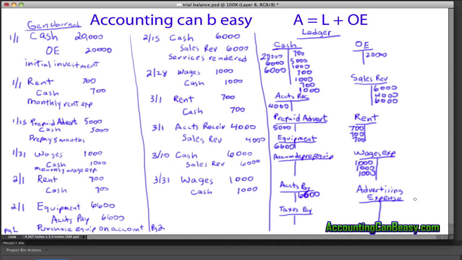Okay, now from here what we're going to do is prepare a trial balance from the information that we have in our ledger, and that's in the next video.